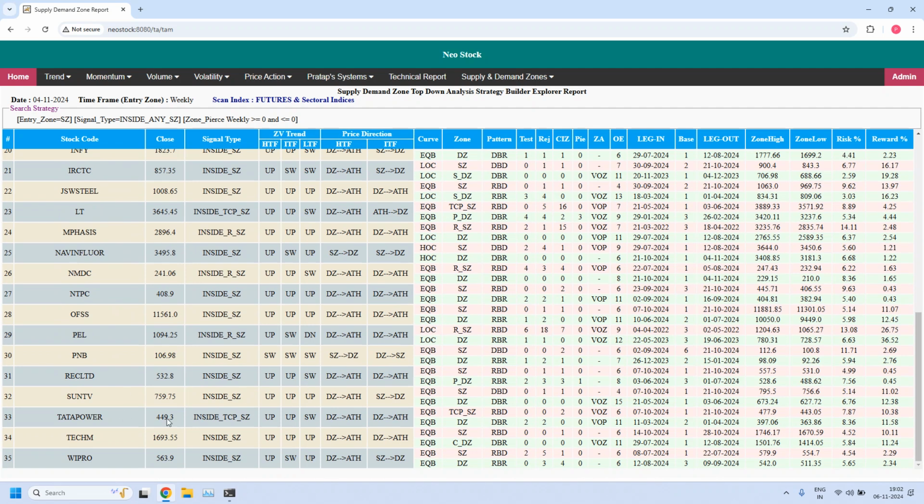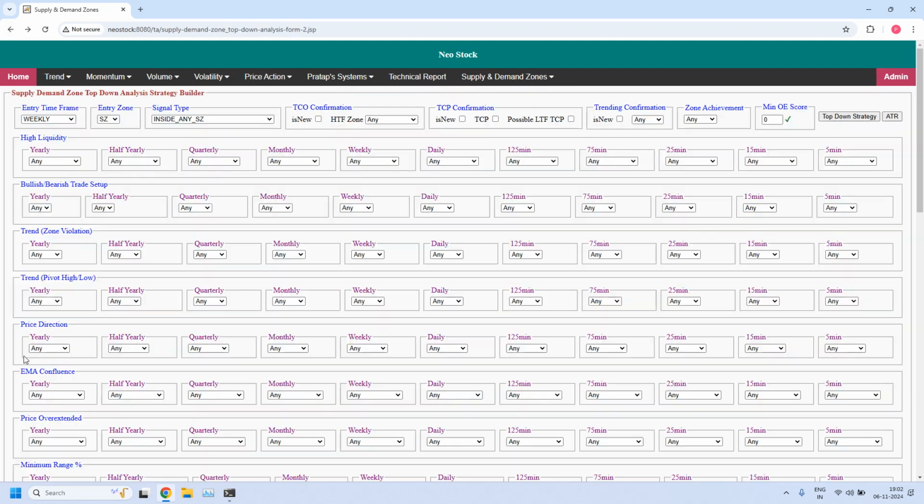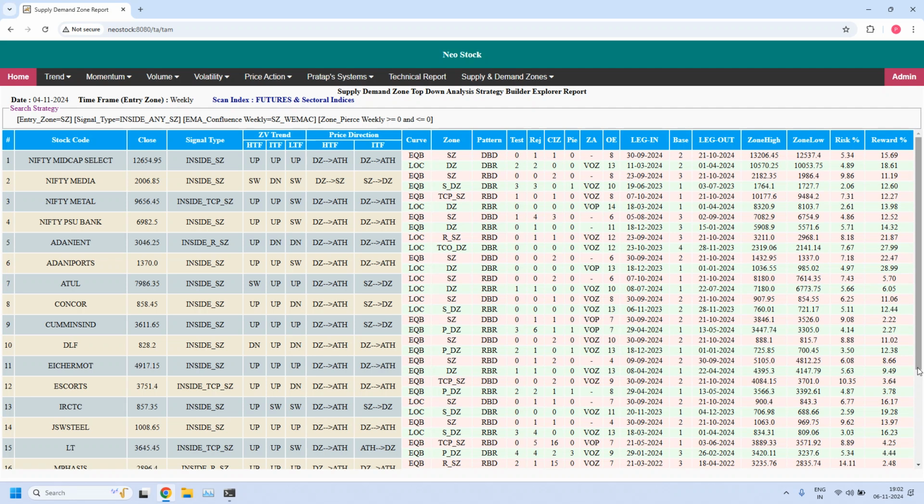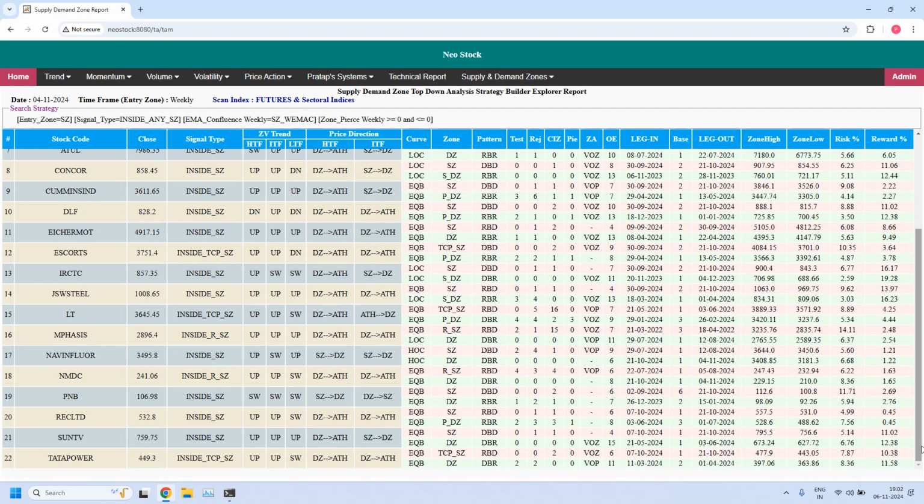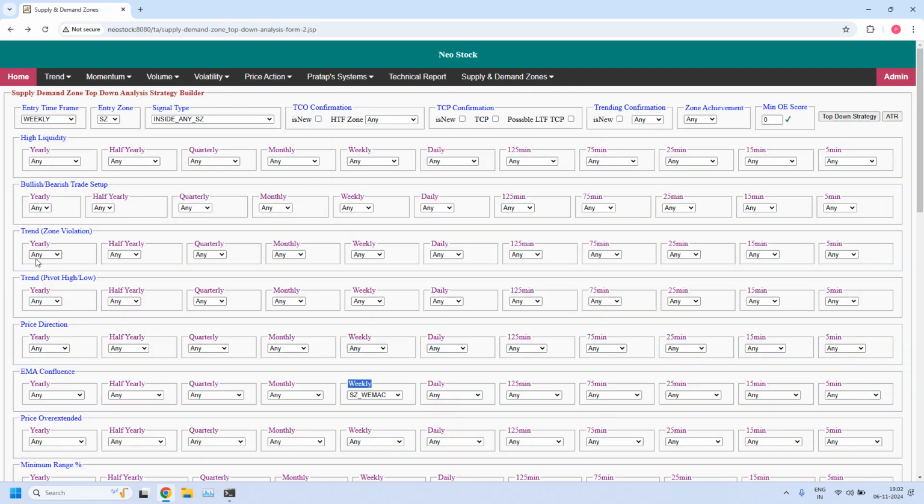Now let's verify how many of these supply zones are having weekly EMA Confluence. In the EMA Confluence weekly time frame, weekly supply zones with weekly EMA Confluence. So these are the first 15 stocks. So total 22 stocks. Sideways trade setup you can ignore, you can also filter that.